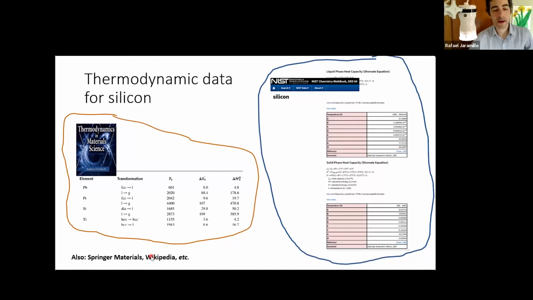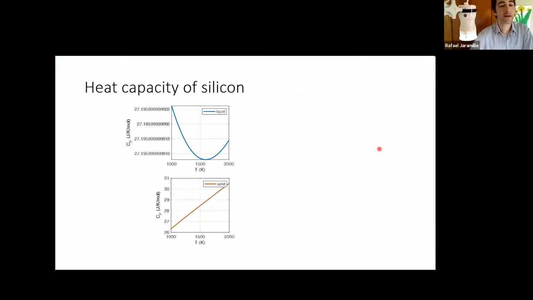All right, let me see what comes next. So this is what I'm going to do. I need the heat capacity data, Cp as a function of temperature. So I go over to the NIST data, grab the numbers, and plot them. Here we go. This is my plot, which I made in MATLAB. This is my plot of the heat capacity of liquid silicon as a function of temperature, and here it's the heat capacity of solid silicon as a function of temperature.